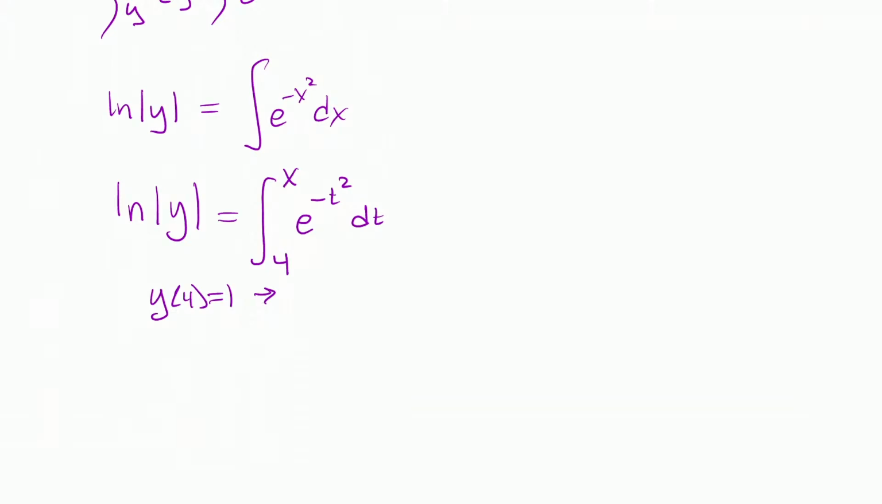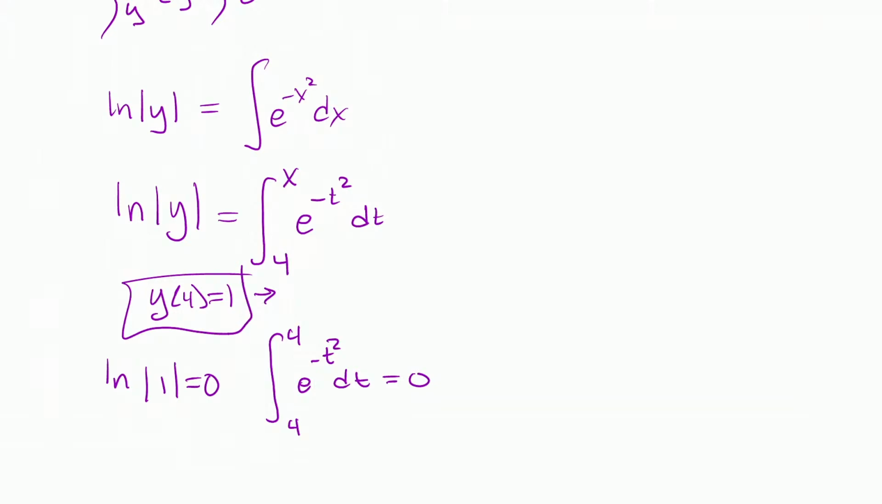So now let's just see what happens, just to prove that everything's kosher here. When you plug x equals 4 into this, you get the integral from 4 to 4 of e to the negative t squared, which is equal to 0. And on the left side, you get the natural log of 1, which is also 0. So this works out. It has that same initial condition.